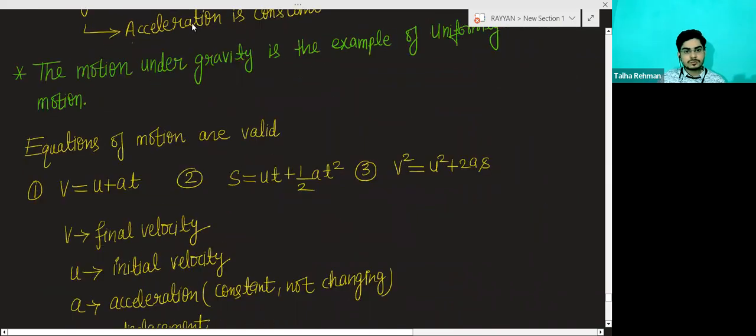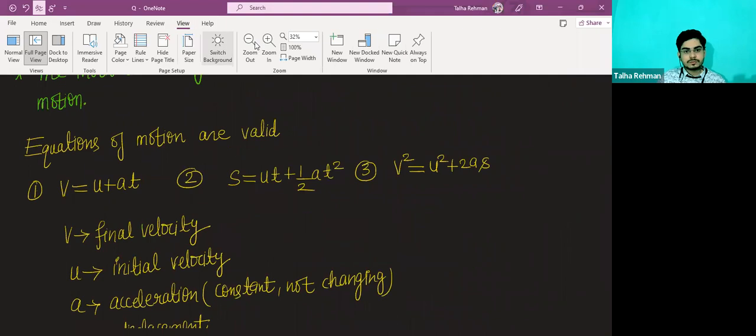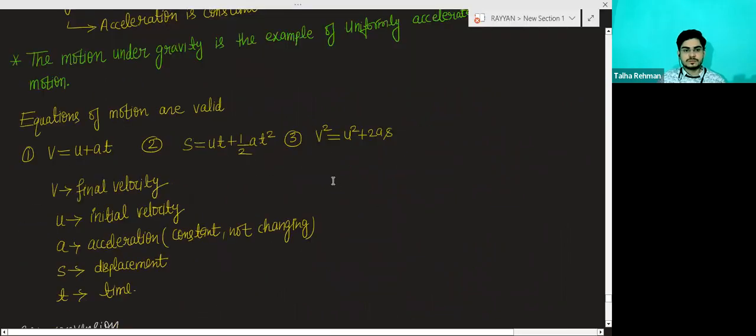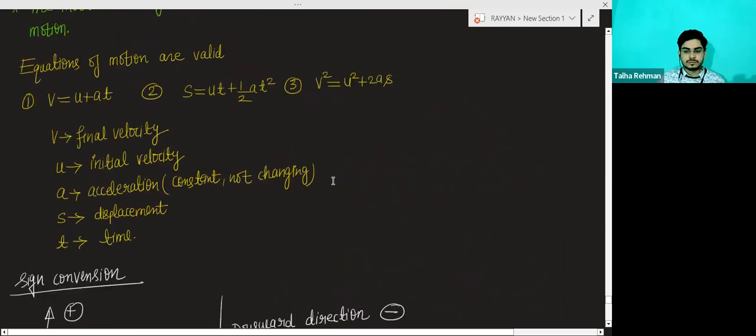Note down these equations of motion again, and please remember these equations of motion.